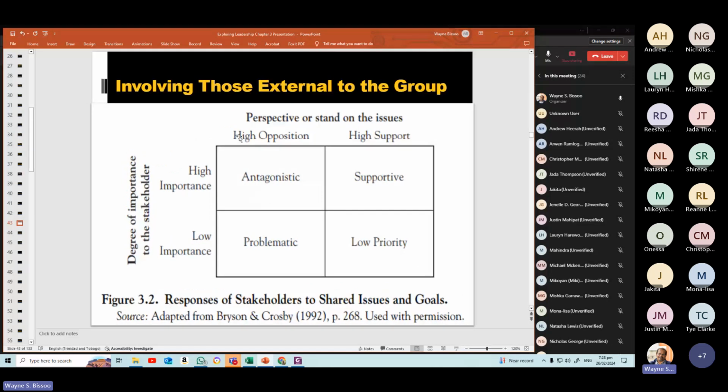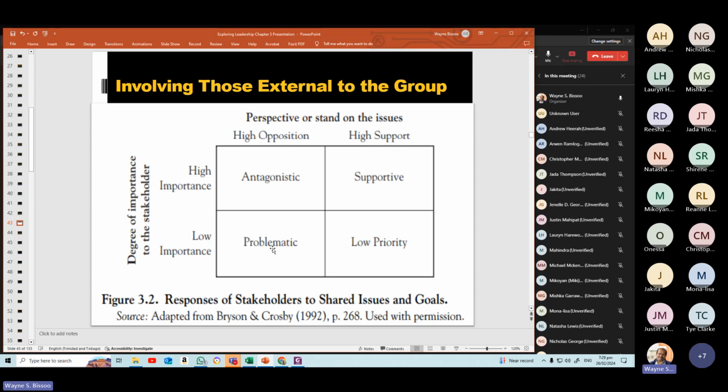All right. So you have perspectives or stands on the issue on the x-axis, and on the y-axis you have degree of importance to the stakeholder. All right. And so therefore you have these four zones that you want to get everybody into being supportive, but you have to understand that for some stakeholders, the concept or the thing that you're dealing with is low priority to them. So that means they have high support, but it is of low importance. So that makes it low priority.